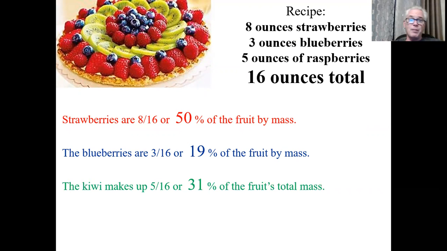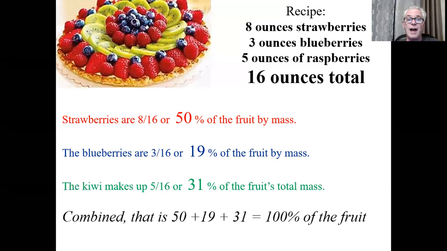So half of the fruit, 50%, is strawberries, and 3 out of 16 ounces is 19% blueberries, and 5 out of 16 ounces times 100% is 31%. And guess what? It adds up to 100%. How cool is that? The sum of the parts is equal to the whole fruit tart, right? 16 ounces of fruit, 50% strawberry, 19% blueberries, 31% kiwis, adds up to 100%. This is called the percent composition by mass. Not by size, not by color, not by this, not by that, but by mass.